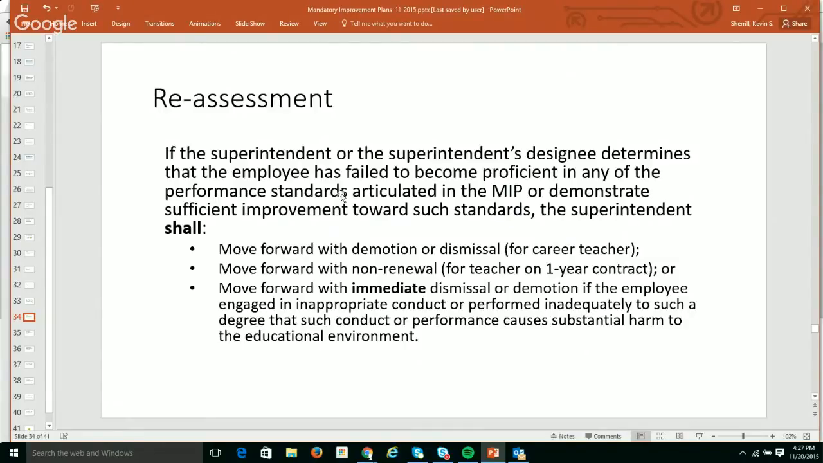Of course, if they are proficient or moving toward making sufficient improvement toward proficiency, then you don't have to make any of these decisions. These are just for the folks where it didn't work. You know, the plan didn't work. You put them on a plan, you hope that they meet this expected performance level, but they haven't. So then we are required, again, it's mandatory language. We're required to take one of these actions.